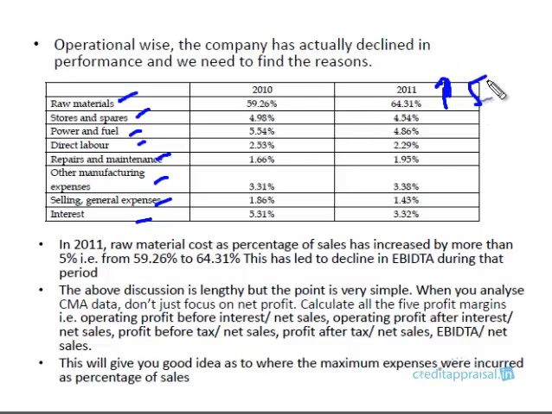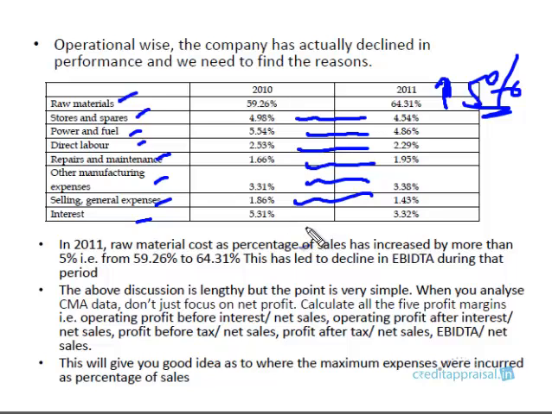Raw material as a percentage of sales has increased by almost 5%. This is a huge jump, because the rest are all around the same percentage: 4.98, 4.54, 5.54. Power has actually come down. That's a good sign. Direct labor 2.53, 2.29, 1.66. By and large, you can see there's a correlation. By and large, they are the same, except for interest and raw material.